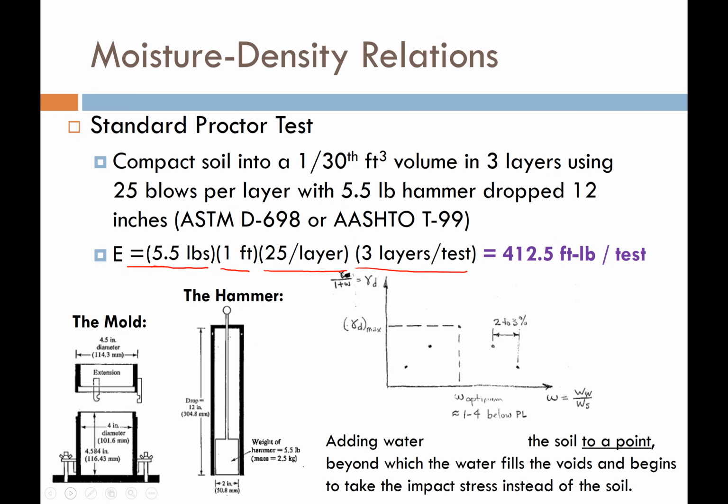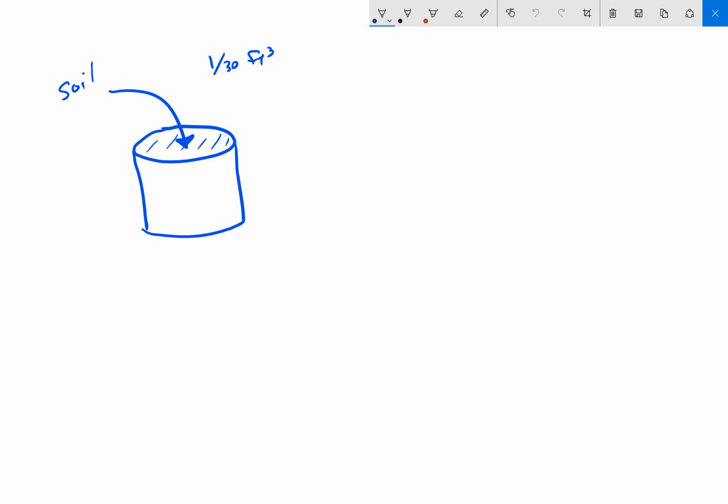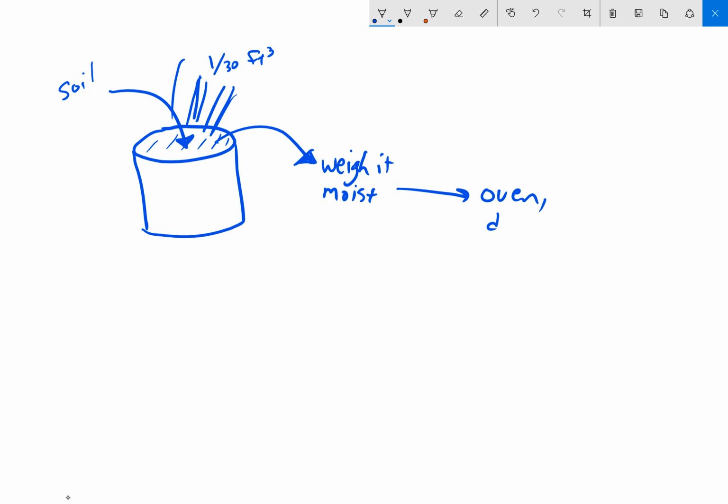So what we're going to do is imagine that we have soil. We're going to put it into our mold. We're going to pound it with the hammer. That's my futile attempt to draw a hammer pounding. And then when we're done, we're going to take the soil out and we're going to weigh it wet or moist, I guess is a better way to do it. Then we're going to put it in the oven, let it dry, and then we're going to weigh it dry.